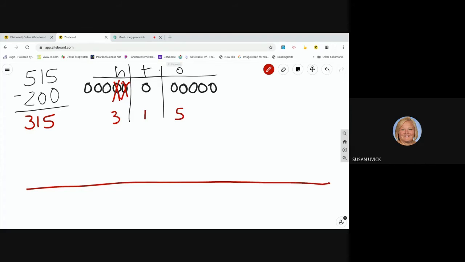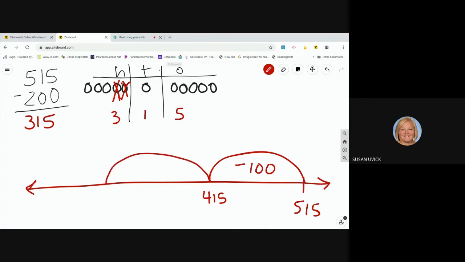Okay, we can do a number line, but remember, because we're subtracting, we have to start on the other side because our numbers are going to get smaller. All right, so I need to take 2 hundreds away. Let's take 100 away. 515 minus 100 is, you got it, 415. 415 minus another 100 gives me 315. Okay, same answer, 3 different strategies.